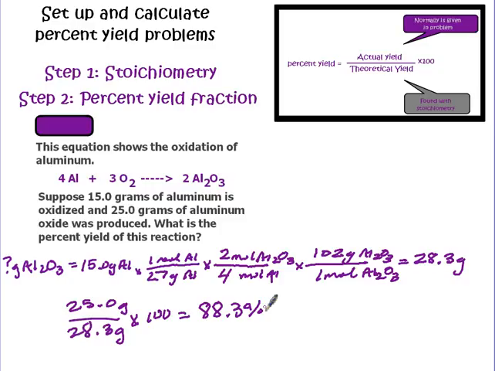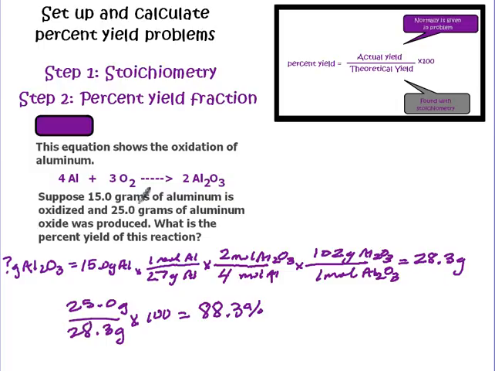Okay, how'd you do? There's my work. Wonder if you got 88.3% like I did. I hope so. So let's check this out here. Did my stoichiometry first. It says that I'm starting with 15 grams of aluminum, so that's what I started with. And I'm going to find out how many grams of aluminum oxide. Theoretically, change it to moles, molar ratio, change it back to grams of aluminum oxide, 28.3. That's my theoretical amount.